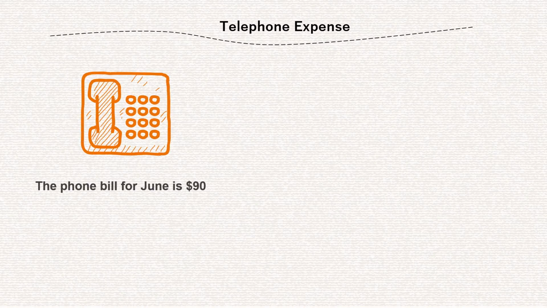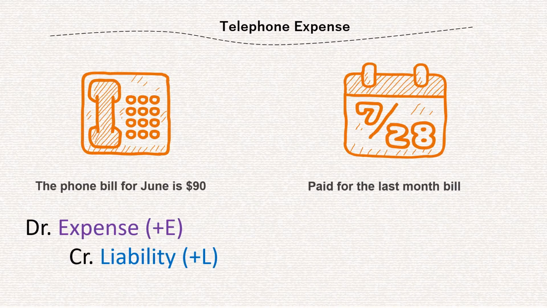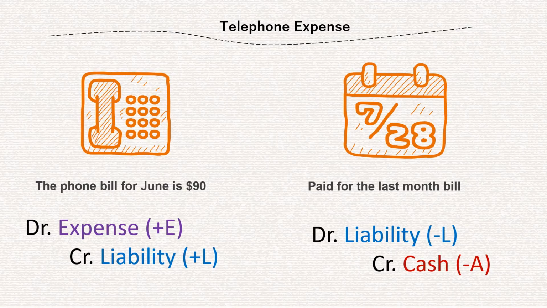Such as the telephone expense, we always pay the current month's bill in the next month. When the bill is received, we should record the telephone expense with the adjusting journal entry, and the entry both increases the telephone expense account and the telephone payable liability. In the next month, when the cash is paid for the bill, the transaction is recorded in the general journal. It shows that the liability account decreased and the cash account also decreased.